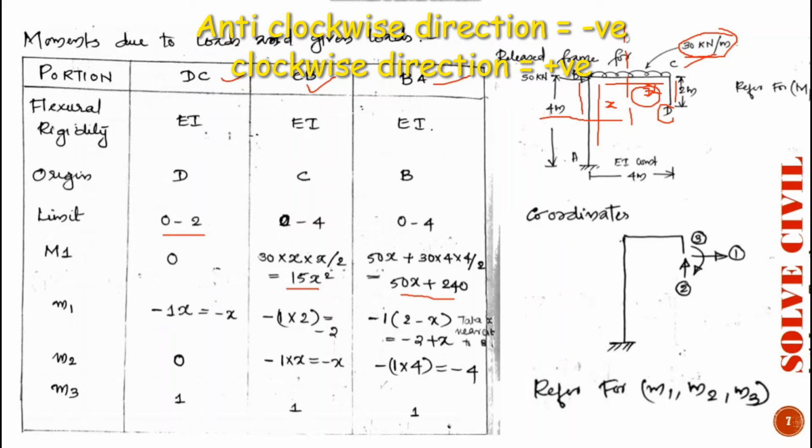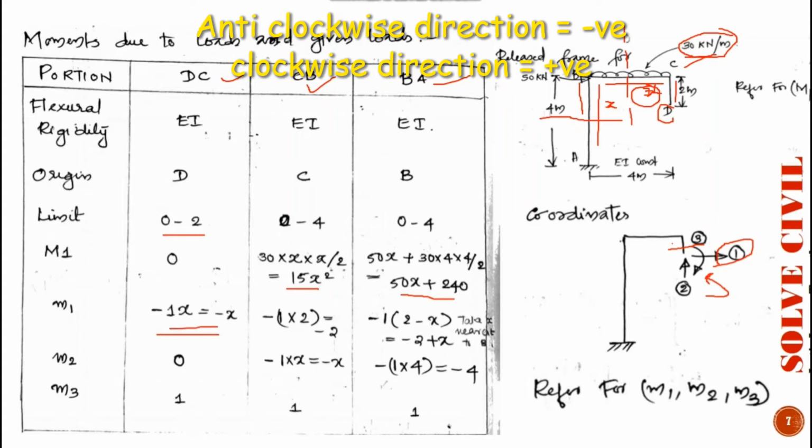Now we have to find the moment due to unit loads. Consider the coordinate 1 and apply a unit load there. So for the portion DC, consider a portion where the distance will be x. Due to the unit load applied at coordinate 1, we'll have the moment as minus 1 into x. 1 is the load and x is the distance. It is in the anti-clockwise direction, so the value will be negative. We'll get the moment as minus x.